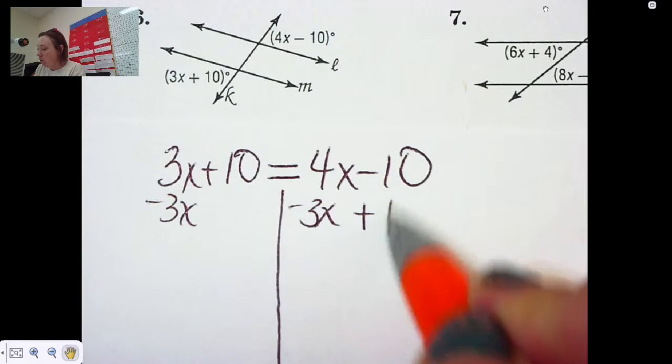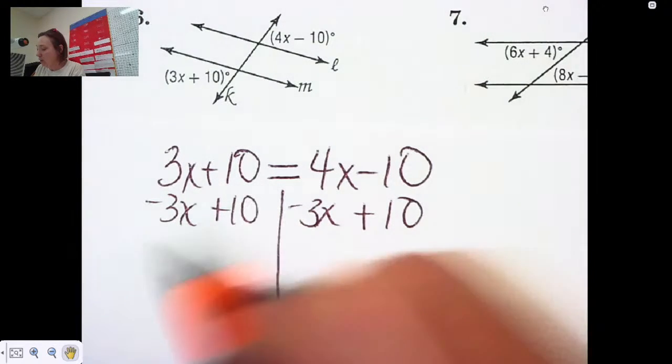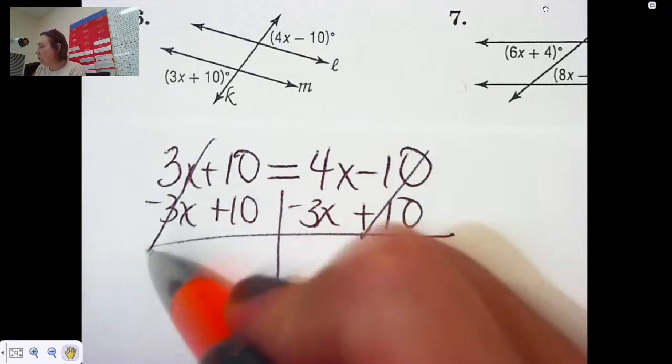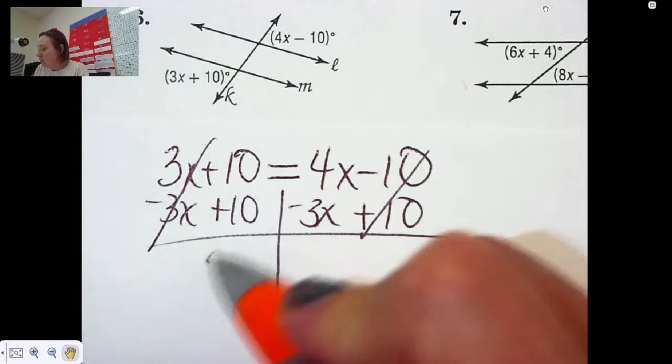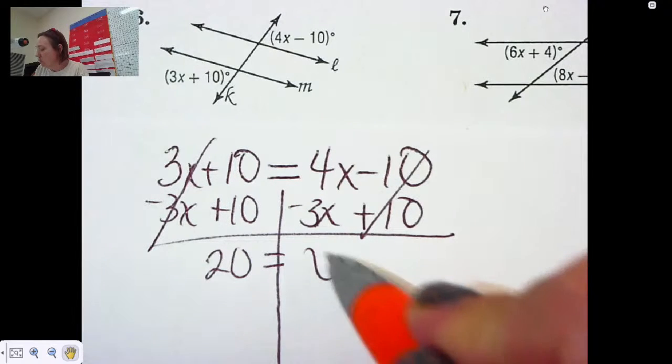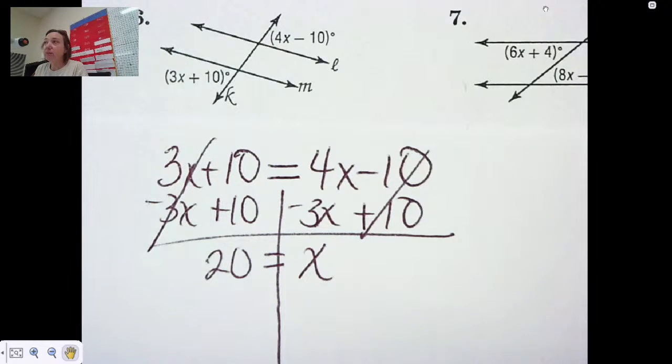If you can do 2 steps at one time, you can do 2 steps at one time, okay? If you can add and subtract both things at the same time, if you want to. So that gives us 20 equals x, and we're done. That's it.